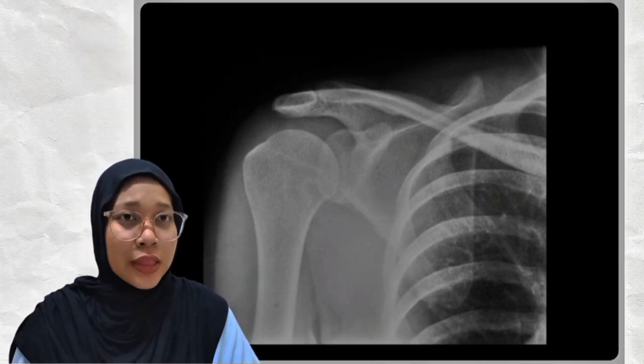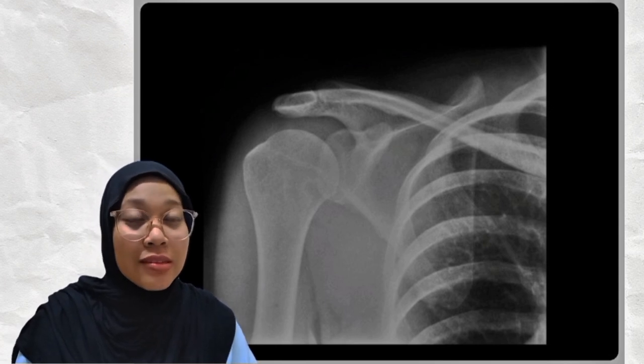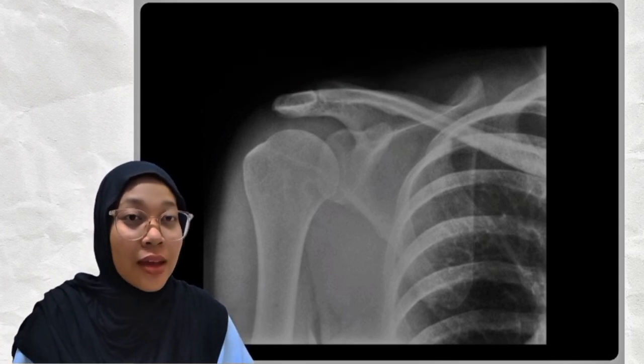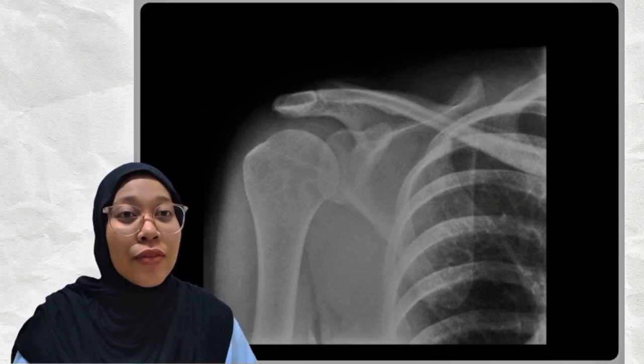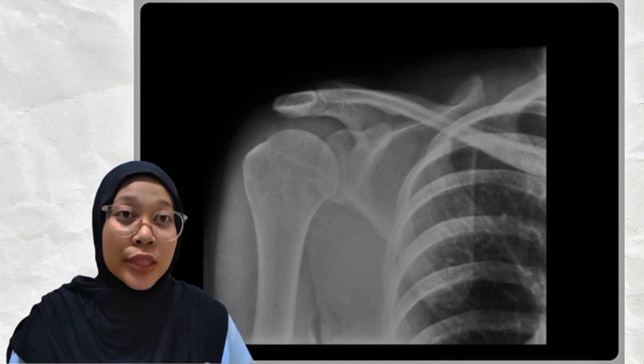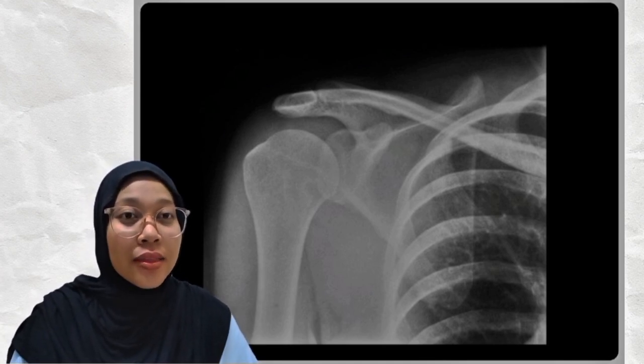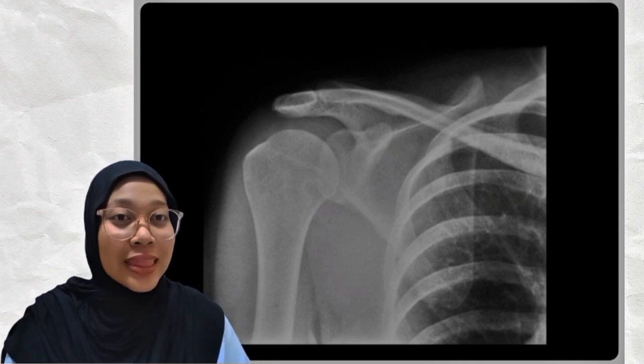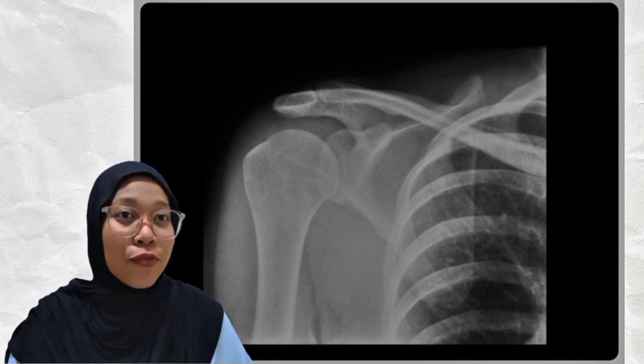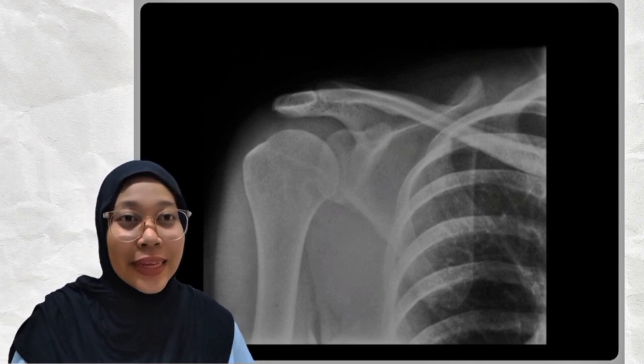For the exposure factor, the kVp used is adequate for the penetration and radiographic contrast. It's evident by the bony cortical outline of the thick structure, which is the acromion, and the bony cortical outline of the thin structure, which is the glenoid fossa, can be seen clearly.